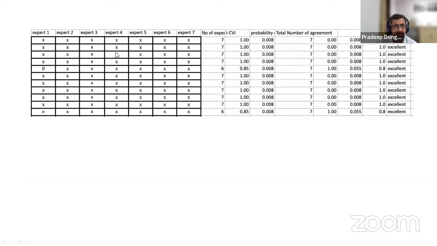So this is how you enter it. If the expert has given a scale of 4 or 3, you put it as X. If 1 or 2, you put it as 0, and then you see the number of agreements. Then you get a kappa statistic from that. Of course, this is all done by a statistician, but you can also do it, as long as you can enter all the formulas in an Excel sheet.